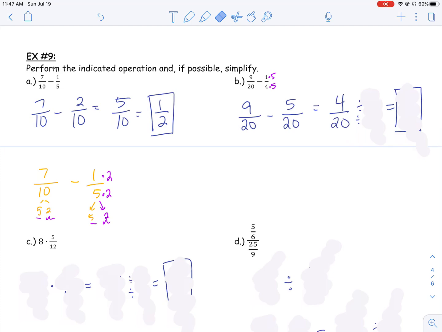Let's reduce if we can. So what factor can I reduce it by? It looks like 4 can go into both of those, so I'm going to divide both the top and the bottom by a factor of 4, and that leaves me with 1/5. So 9 over 20 minus 1/4 is really 1/5. All right, both of those were subtraction problems.